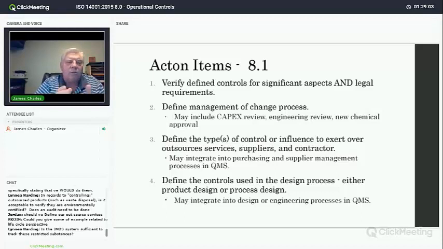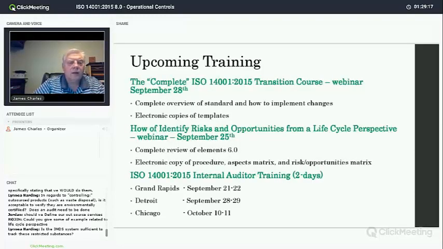And then look at your design process, if you have design responsibility for either a product design or your process design, and ask the question, what are the environmental requirements as part of that design process? Are there any questions on any of the requirements that we've covered so far?